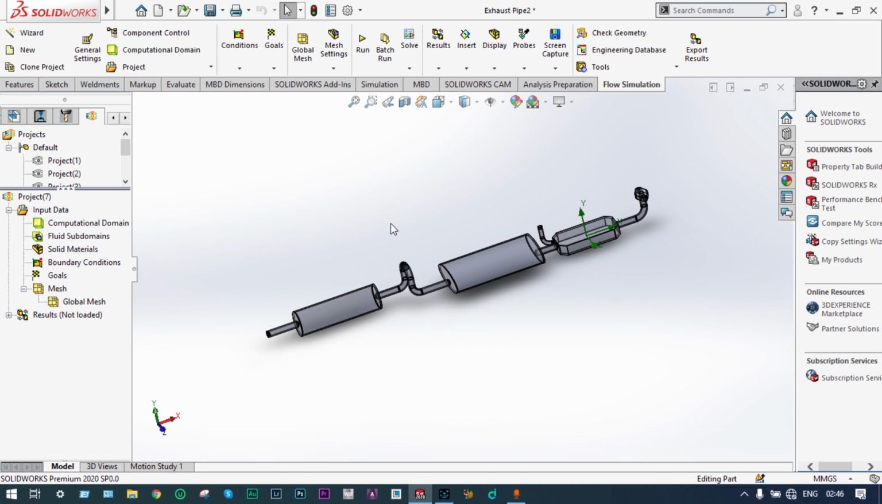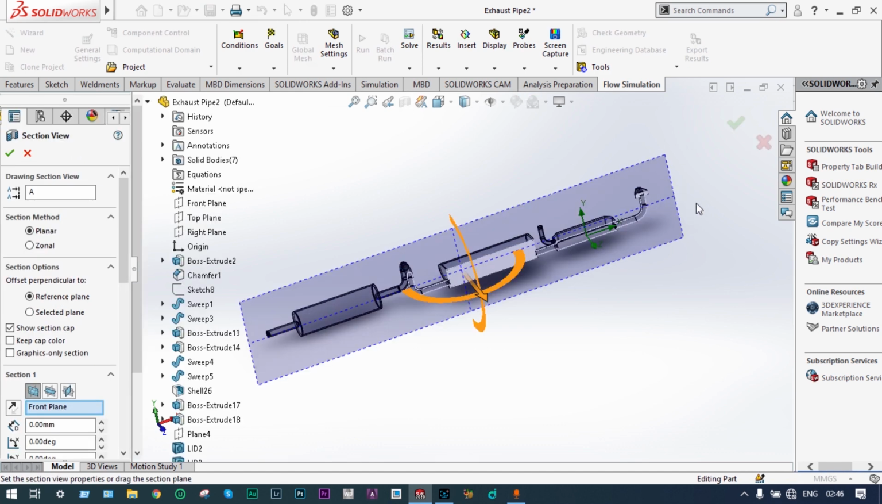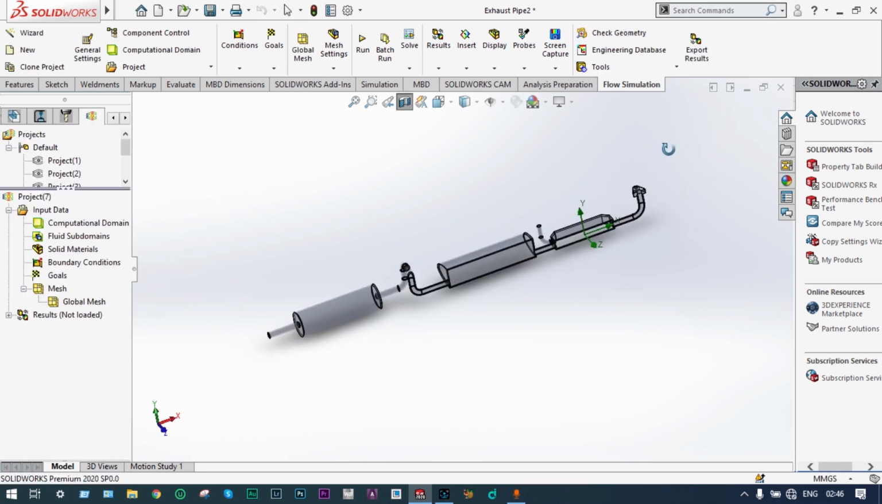For now the model is ready for applying boundary conditions, and we have already said that for better application of boundary conditions, it is always suggested to have a sectioned view of this model. So we can cut this model from the front end. You can check, we have cut it. Now we have to apply the boundary conditions. Insert boundary condition.